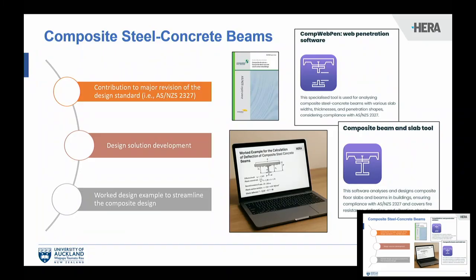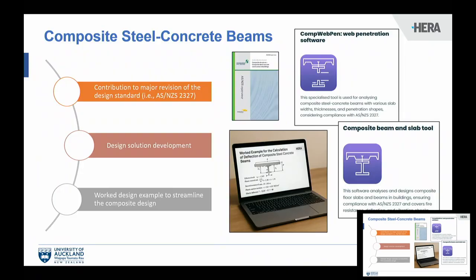Our endeavor is not limited to just steel. We are quite active on the composite parts, composite steel concrete beams. We reviewed the 2327 design standard, which is one of the benchmarks for the design of composite beams. A major revision was conducted. And we also have two other software, composite beam and slab design, which is a web-based one, and the Windows-based one will be replaced soon, which is under development now.